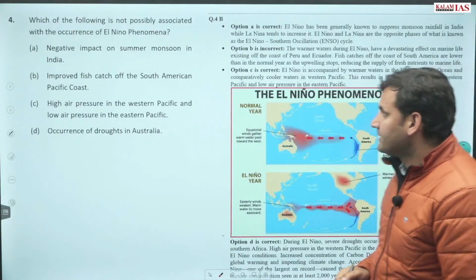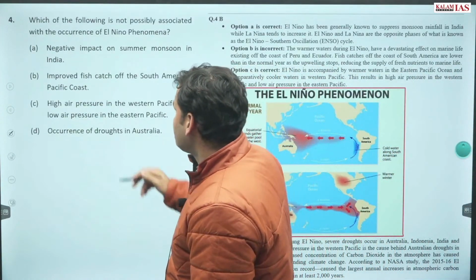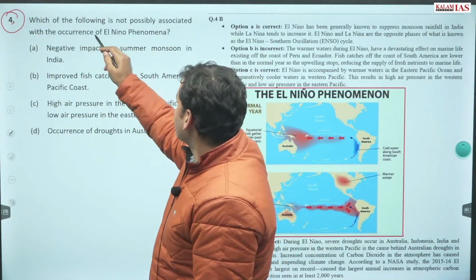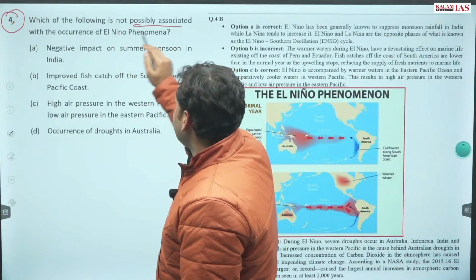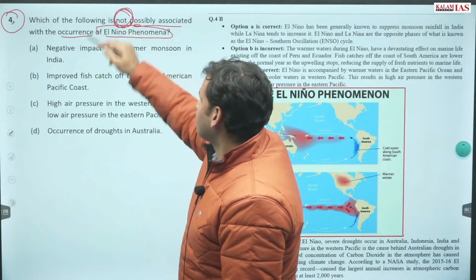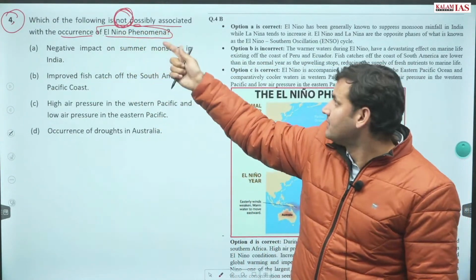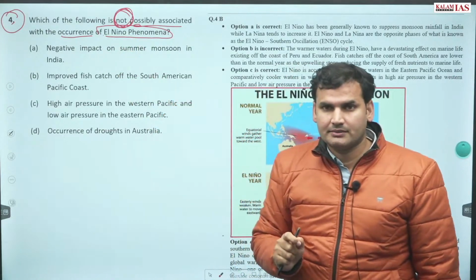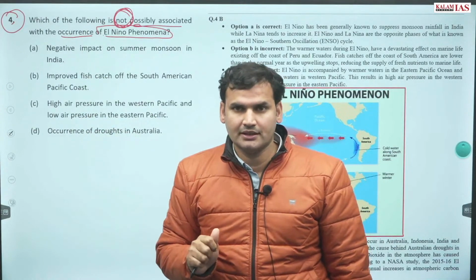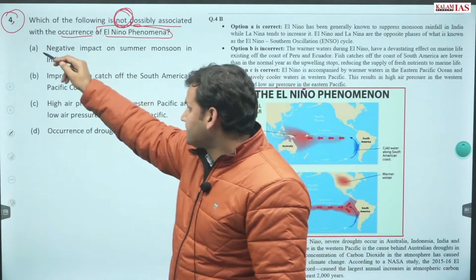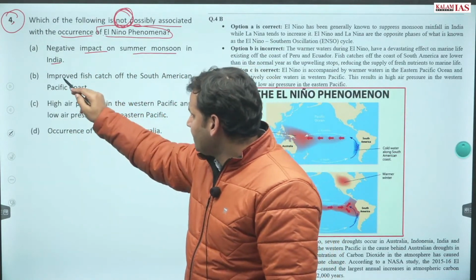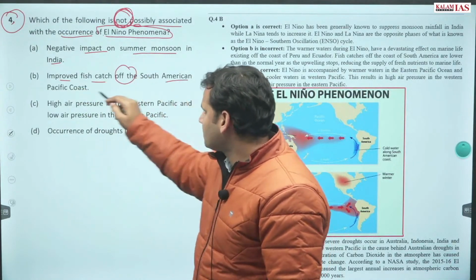Question number 4 is related to El Nino. Now, which of the following is possibly associated with occurrence of El Nino phenomenon? Is not associated with occurrence of El Nino phenomena. बेसिक कॉन्सेप्ट अगर क्लियर होगा तो इसको सॉल्व करने में बिल्कुल समय नहीं लगेगा. El Nino, now what are given? Negative impact on summer months in India. Second, improved fish catch of the South American Pacific coast.